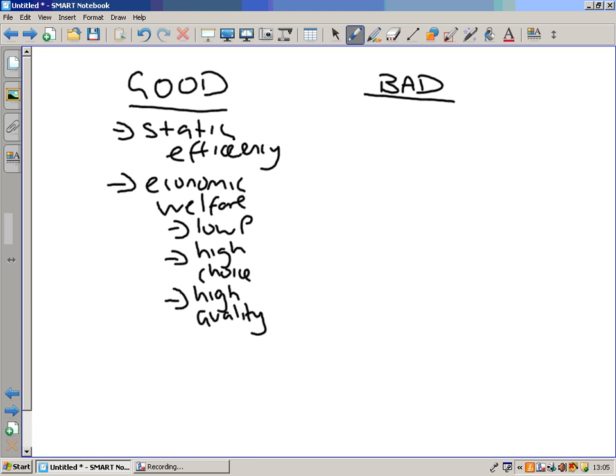Okay, businesses might not like it because they've got lots of competition, but these are the benefits, and they're mainly for the customers. They're efficient, and customers get good choice, low prices, and high quality. Bad points.